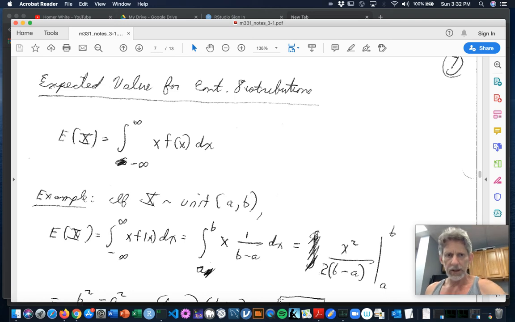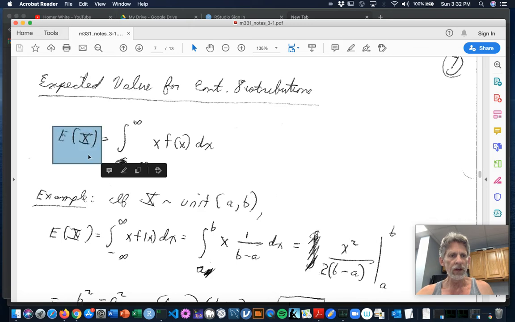Hey, Dr. White back again, working with continuous type random variables. Want to look at expected value for continuous distributions and then some other topics about them. So how do you define the expected value for a continuous random variable X?